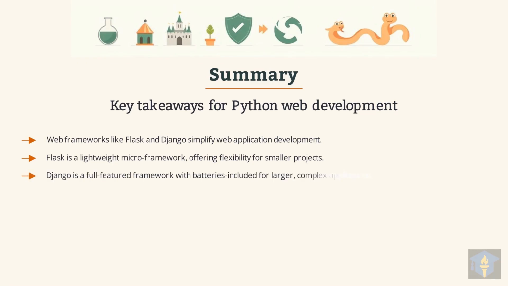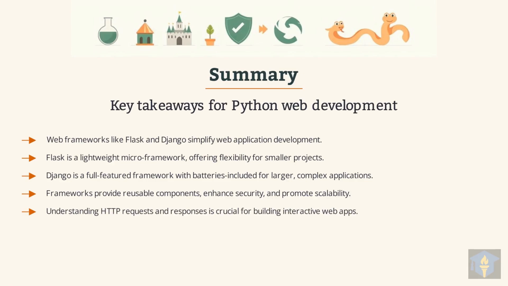In contrast, Django is a full-featured framework, offering a batteries-included approach for larger, more complex applications. These frameworks offer reusable components, significantly enhance security, and are designed to promote scalability for your applications. Crucially, understanding HTTP requests and responses is absolutely vital for building interactive web applications effectively. Finally, basic Flask applications involve defining routes, rendering templates to the user, and handling forms.